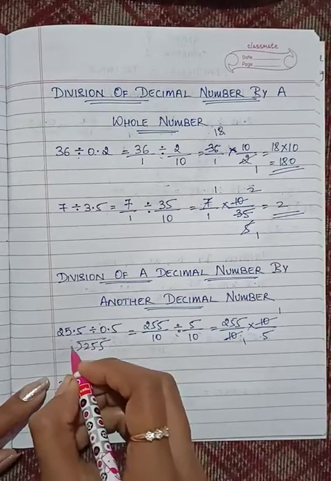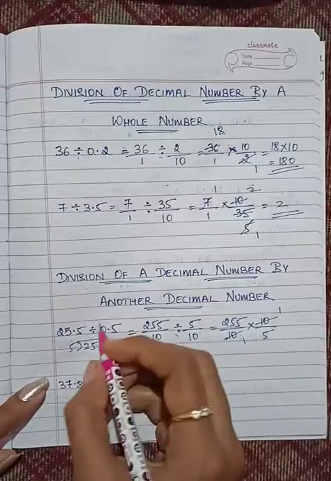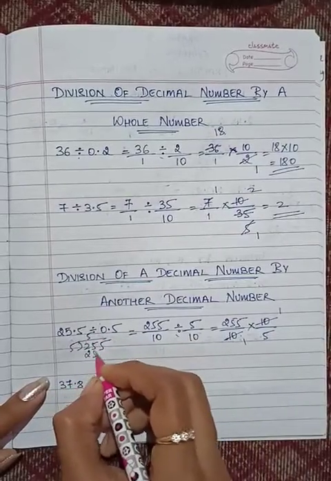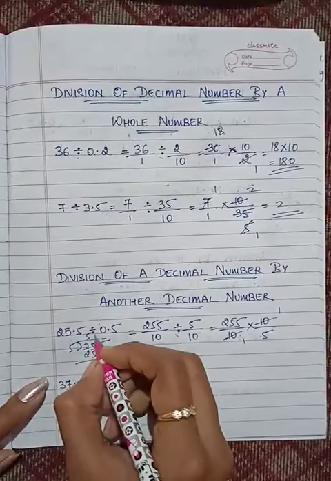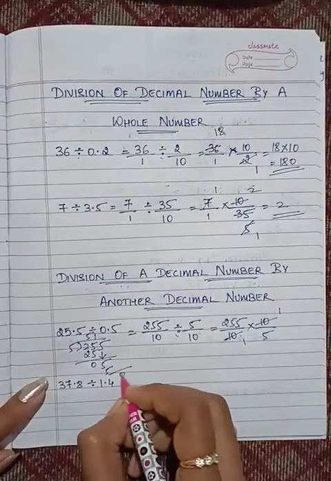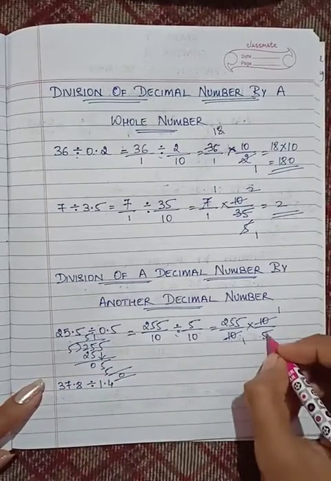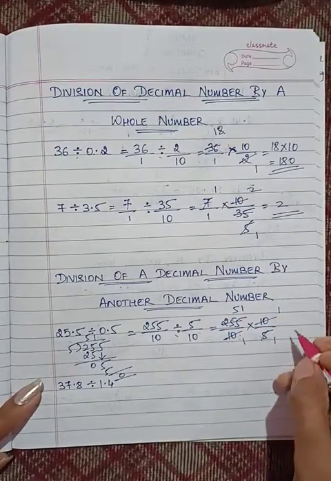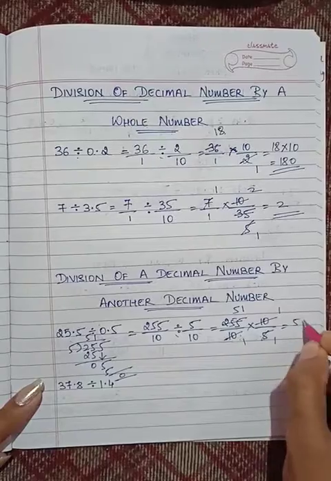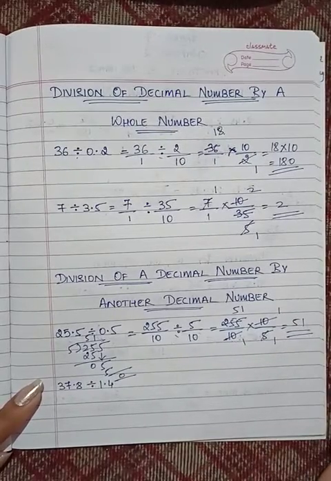255 divided by 5. So 5 5s are 25. 0. I bring down this 5 and again 5 1s are 5. So 0 is the remainder. So 5 1s are 5. 5 51s are 255. So this is my answer. I arrived at 51.